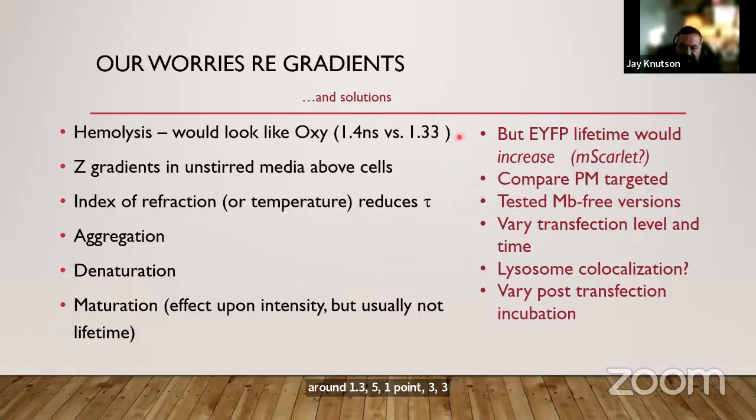So in addition, we did things like put EYFP into a sandwich probe on the same material, and we would have expected that overlap changes in the other direction, and that lifetime would have increased, and we never saw that. The Z gradients I'm going to address in upcoming slides. We are concerned about the index of refraction because a higher index medium reduces lifetime by increasing radiative rate. There were also reports that fluorescent proteins were temperature dependent.